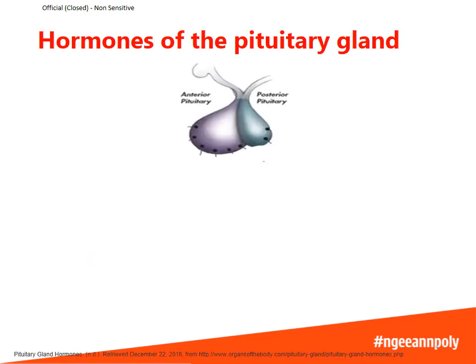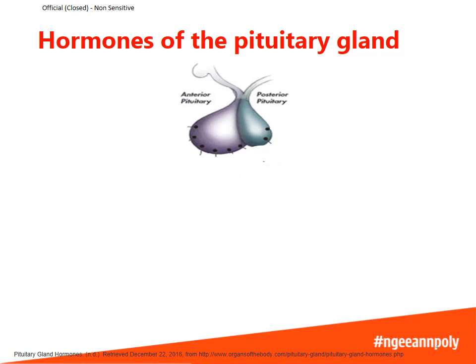The pituitary gland is located at the base of the brain and produces a number of hormones. Many of these hormones control the function of other endocrine glands, so the pituitary gland is often called the master gland. The pituitary gland is made of the front or anterior lobe and the back or posterior lobe.